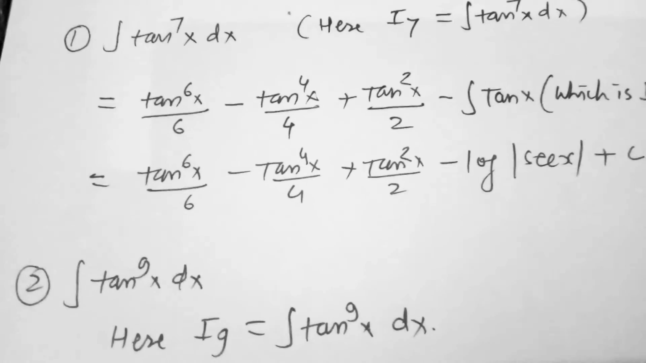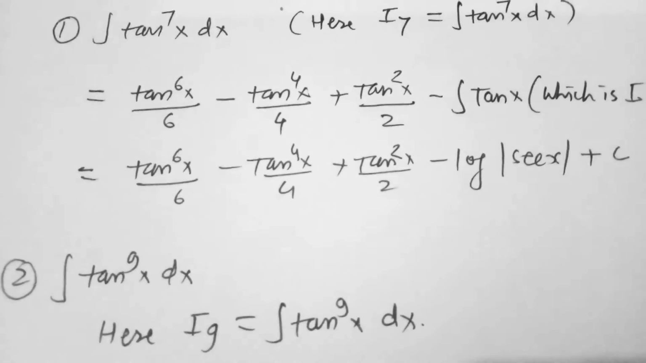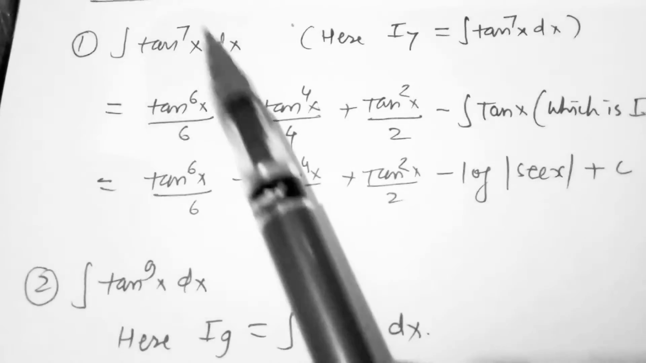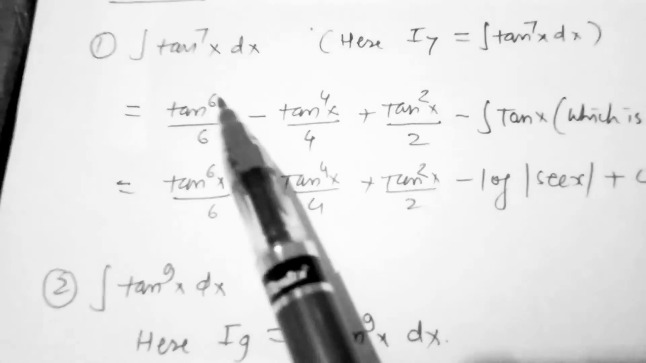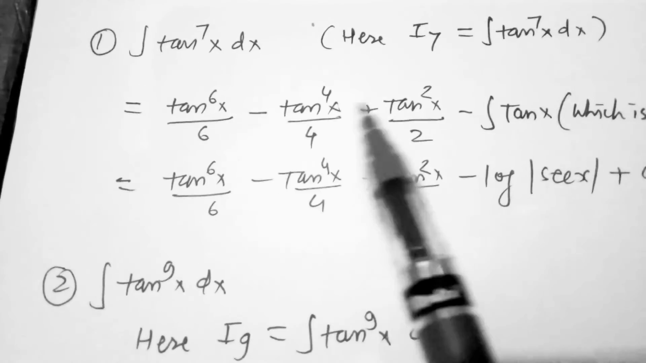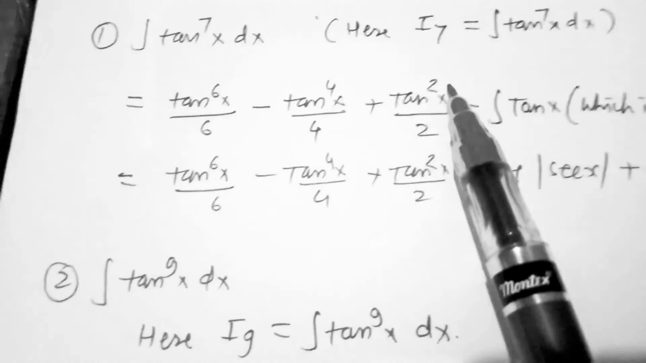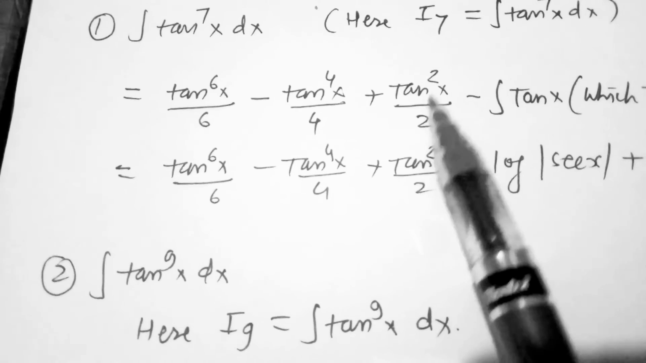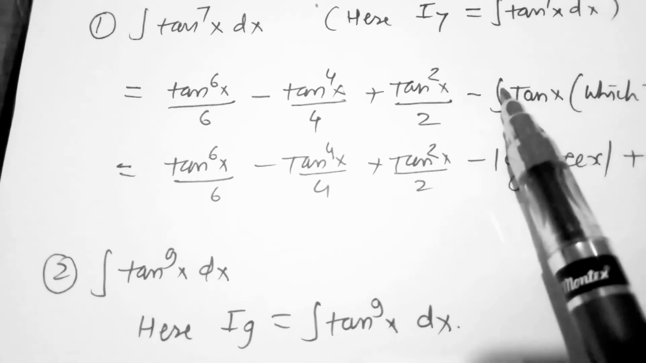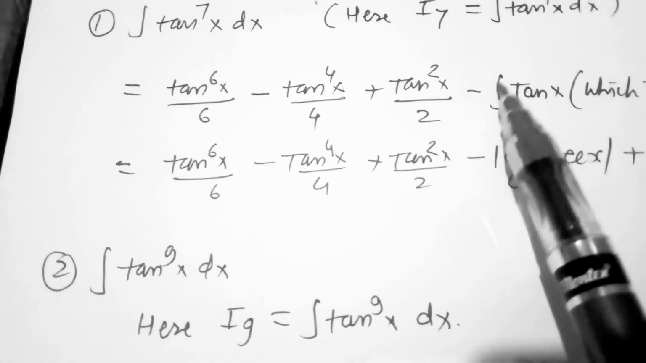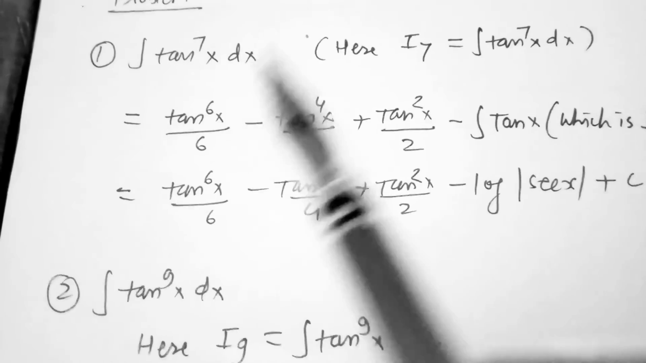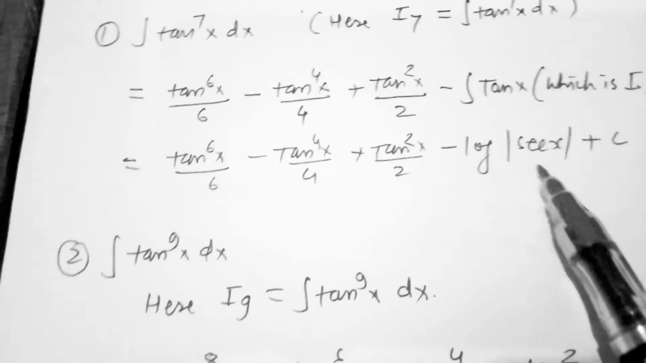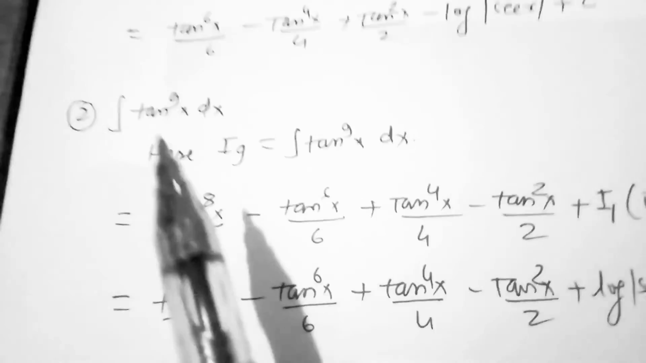That last term, I said, should be either x or log of sec x. That depends upon this power. So here 6 by 6, 4 by 4, plus minus alternating sign, no problem, 2 by 2. Then what happens? See, this is tan to the power 2. So therefore this must be I1. As it is I7, therefore I1 must be the integration of tan x, and that is log of sec x. Got the point?